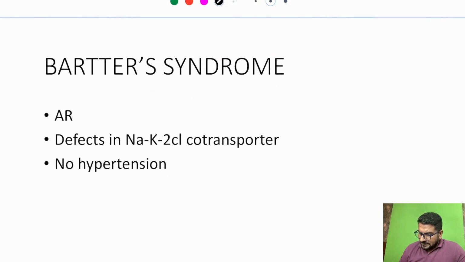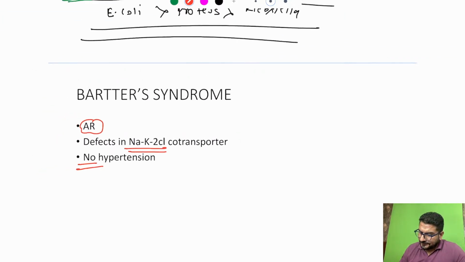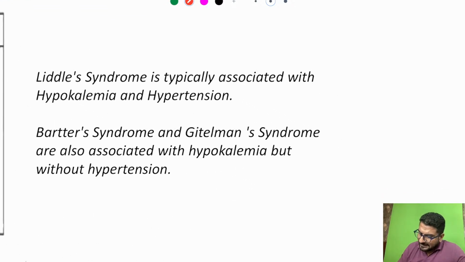Done. Okay, now moving to Bartter syndrome. Bartter syndrome is an autosomal recessive condition. You can see a defect in the sodium potassium 2 chloride transporter, but there is no hypertension in Bartter syndrome. Remember, Bartter and Gitelman syndrome will not have hypertension. Liddle syndrome is where you will see hypertension.